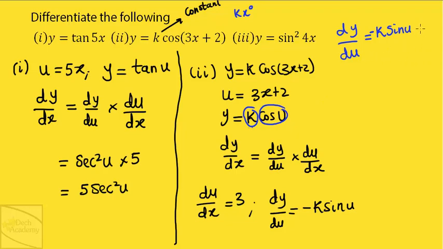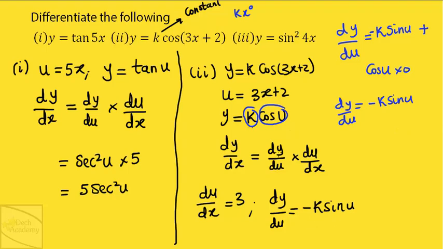And then the product rule, you add this to what you get when you take the second function, cos u, and multiply by the derivative of the first function. In this case, the first function is a constant. The derivative of a constant is 0. Cos u times 0 is going to be 0. So dy du is equal to minus k sine u, which is what we have here.